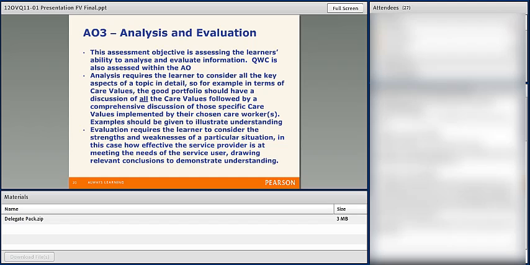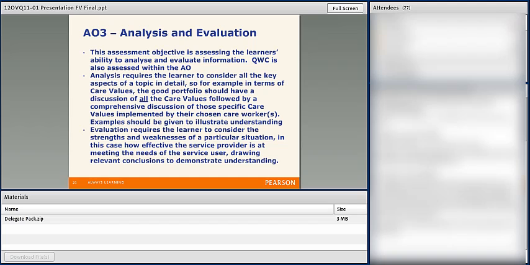Analysis requires the learner to consider all the key aspects of the topic in detail. So for example, in terms of care values, the good portfolio should have a discussion of all the care values, followed by a comprehensive discussion of those specific care values implemented by their chosen care worker. So again, you can see that although AO3 is very much focused on evaluation, there is also analysis there, and so there's going to be evidence for AO3 throughout the portfolio, but the main emphasis is on evaluation.